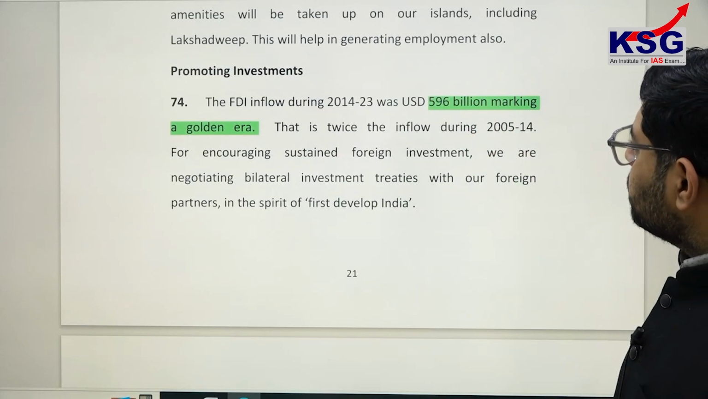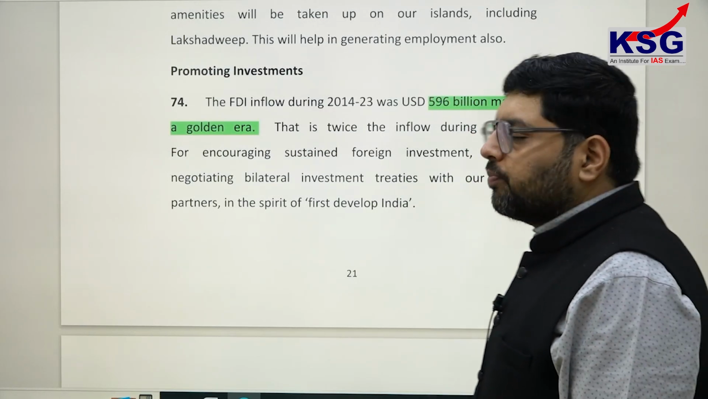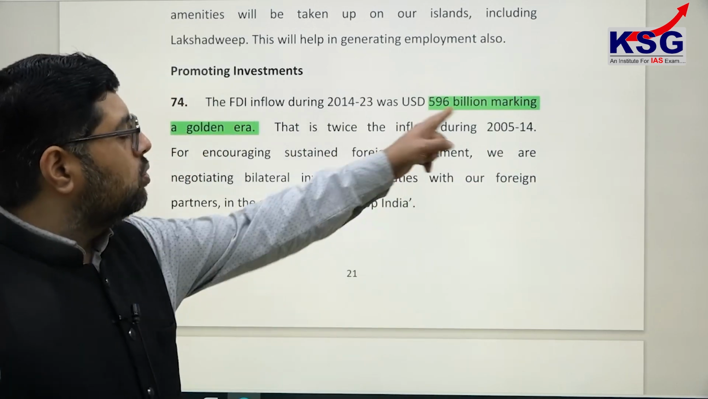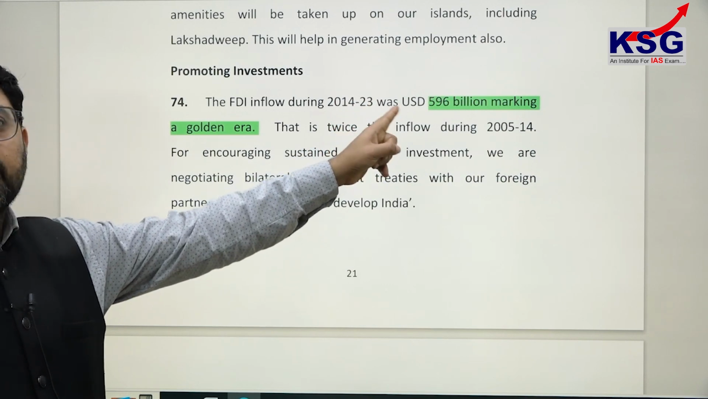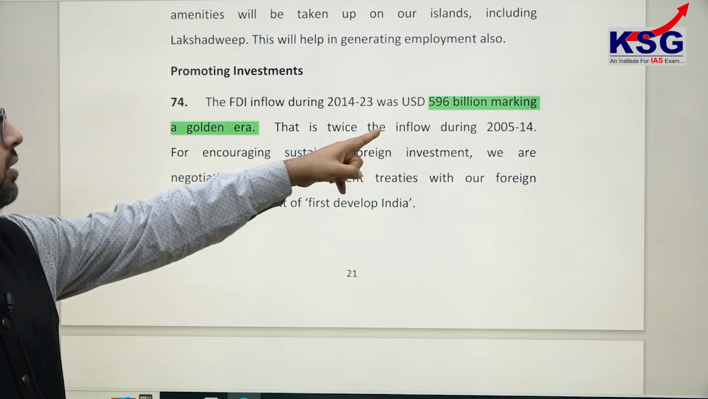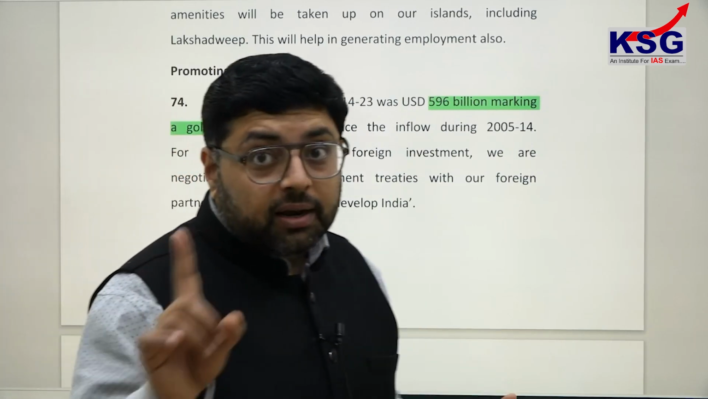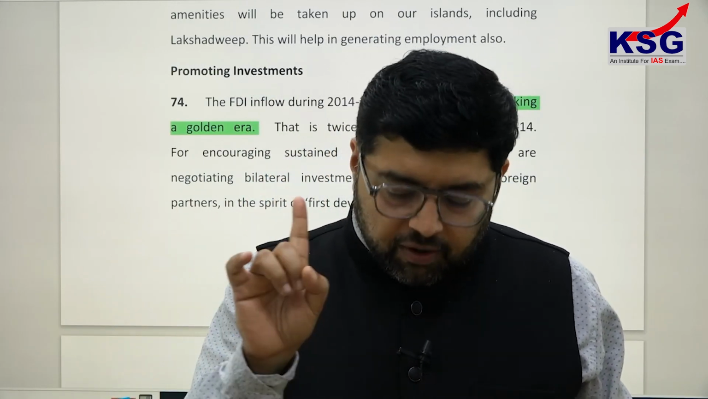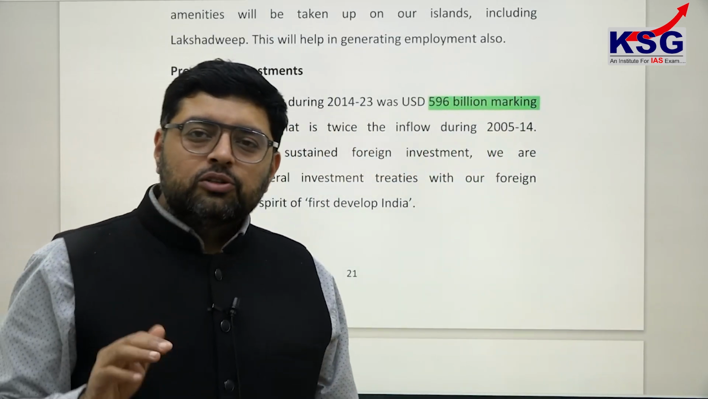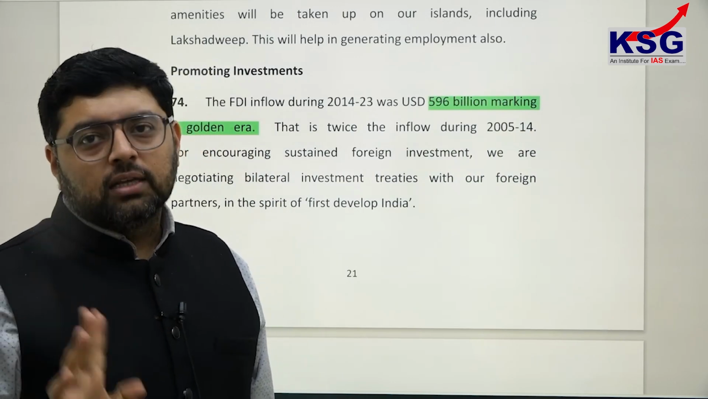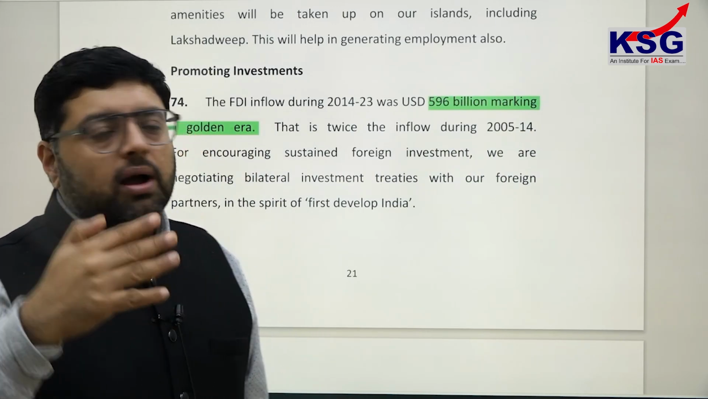Now, if you see investments, ultimately, FDI from 2014 to 23 has touched $596 billion. But remember one thing: if you see financial year-wise data, we have never crossed $100 billion per financial year. Clear? Still we are waiting. The maximum we have reached is 83 to 85 billion dollars. So we are still waiting for when we will cross this parameter or benchmark. Clear?